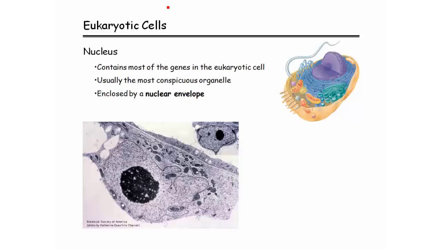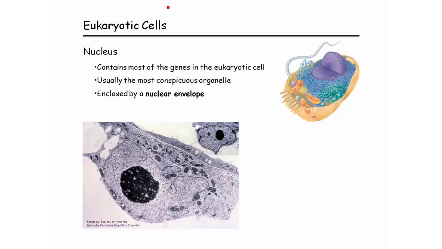The nucleus is, generally speaking, the most conspicuous organelle inside a eukaryotic cell. And what we mean by that is this is usually the largest organelle, and it's the easiest one to see. A lot of times, if you look at a eukaryotic cell in a microscope, you can see the nucleus without even really having to stain the cell if you properly adjust the light.